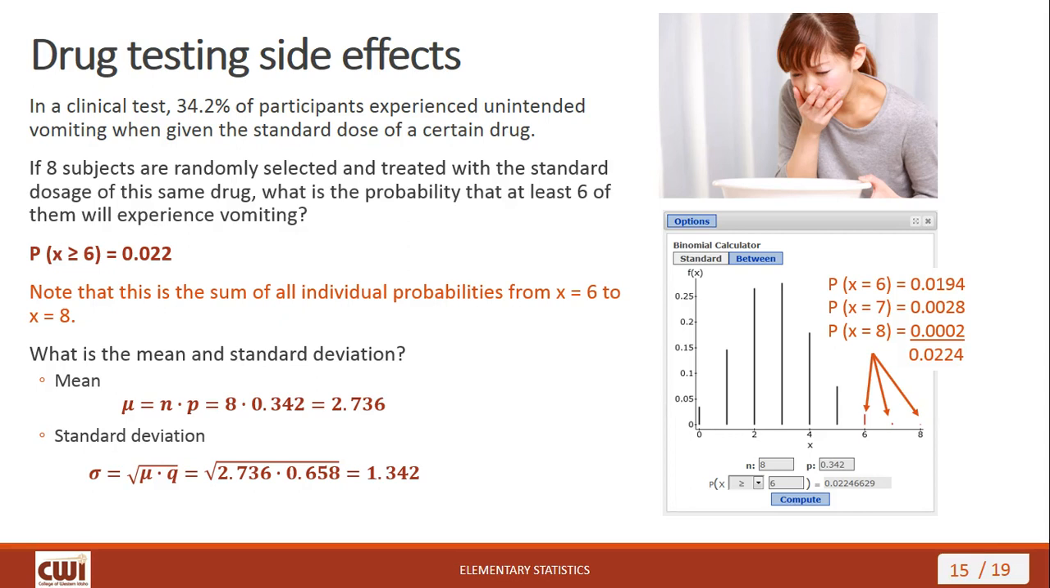Standard deviation, we get the standard deviation by taking the mean value, multiplying by probability of failure, and we get the probability of failure as the complement of the probability of success. So 1 minus 0.342 gives us 0.658. Multiply that with the mean, take the square root, and out comes our standard deviation of 1.342. And that's really all there is to it.